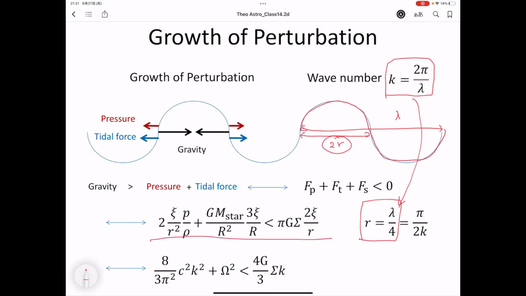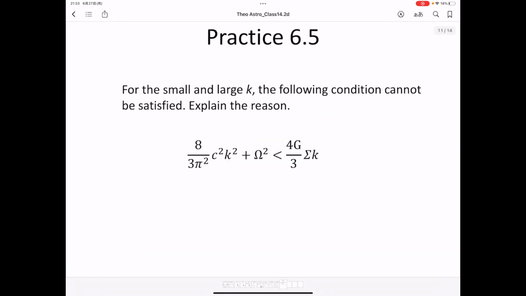Then look at this equation. Pressure, tidal force, and gravity: all terms have ξ, so ξ is going to be cancelled out. And this is equal to Ω squared. P over ρ is the square of the sound velocity c. If you use k instead of r, it becomes this equation. When this condition is satisfied, gravity becomes stronger than the sum of the pressure and tidal force, leading to gravitational instability. The first term on the left-hand side corresponds to pressure, this term corresponds to tidal force, and this term corresponds to gravity.